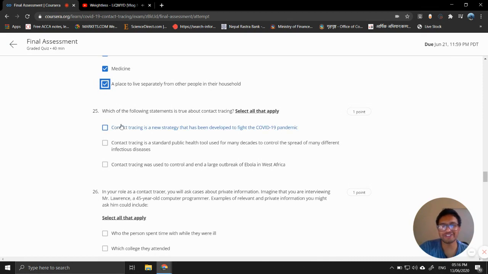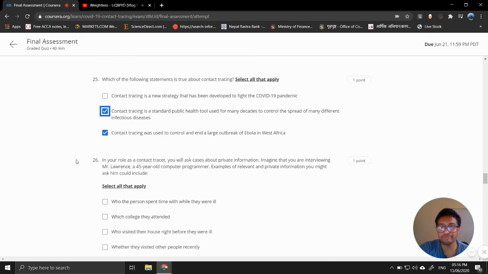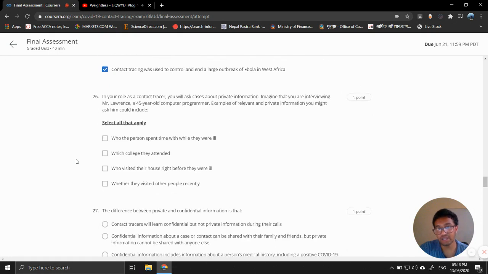So which of the following statements is true about contact tracing? So your first statement will be that contact tracing was used to control and end a large outbreak of Ebola in West Africa. Okay, contact tracing was used. And then the next thing is, contact tracing is a standard public health tool for many decades to control the spread of many infectious diseases. Question number 26, your correct options will be, who visited their house right before they were ill.